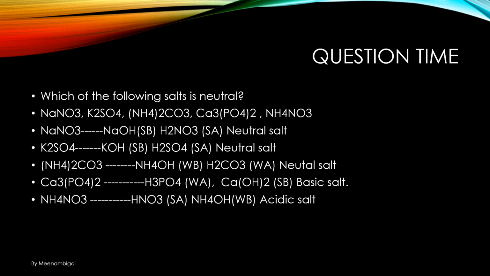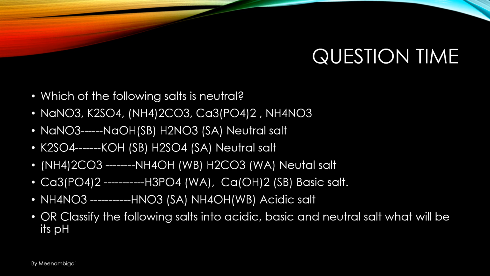So either they will ask which of the following is a neutral salt, or classify the following into acidic, basic and neutral salt. And what will be the pH for a neutral salt? The pH will be equal to 7. For an acidic salt, it is lesser than 7, and for a basic salt, it is greater than 7. Kindly remember. Thank you.